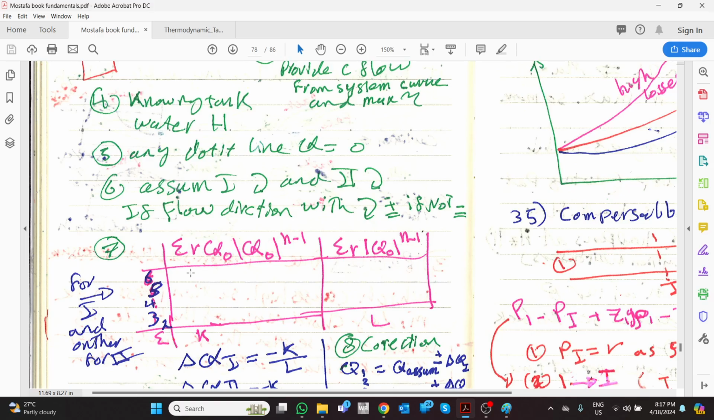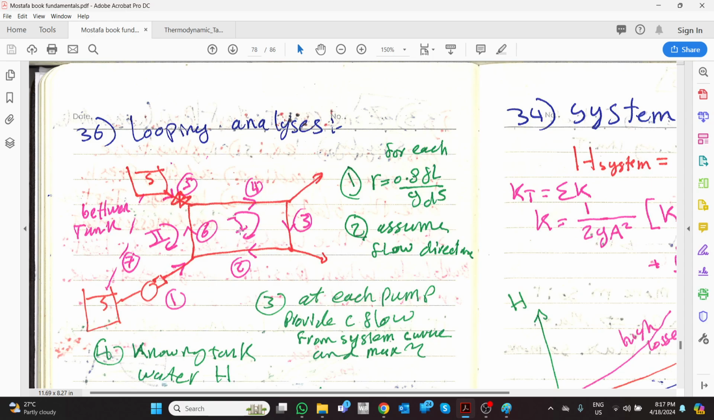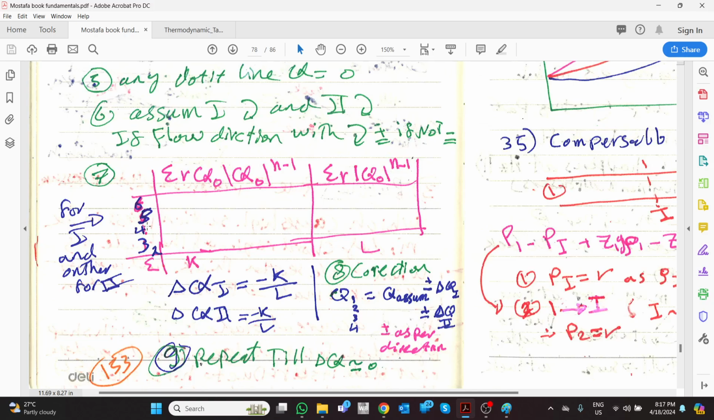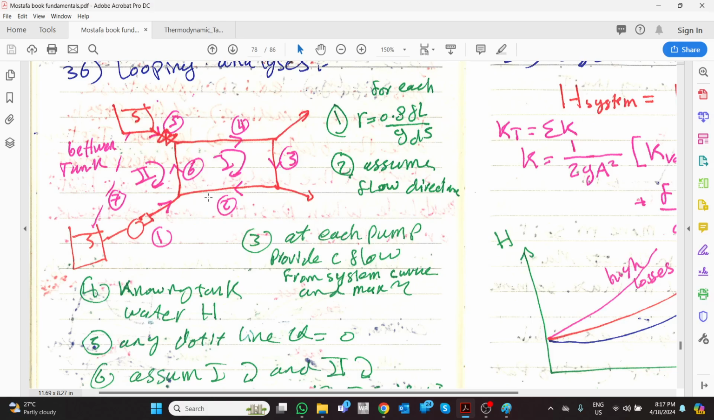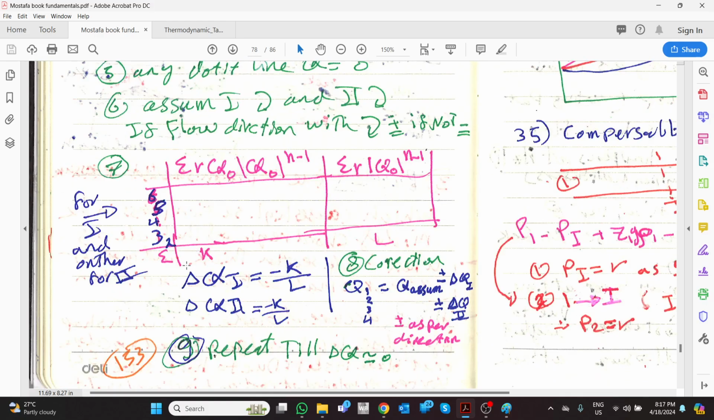Then you calculate this one for each loop. For example, this loop has pipes 3, 2, 6, and 4. This loop has 5, 6, and 1, and 7. So you put 6, 4, 2, 6, okay. Then you will put it, and this is for loop 1. You make the same schedule for loop 2, etc.